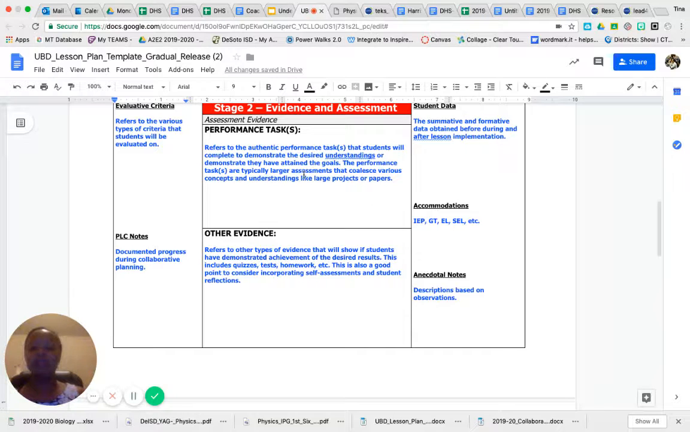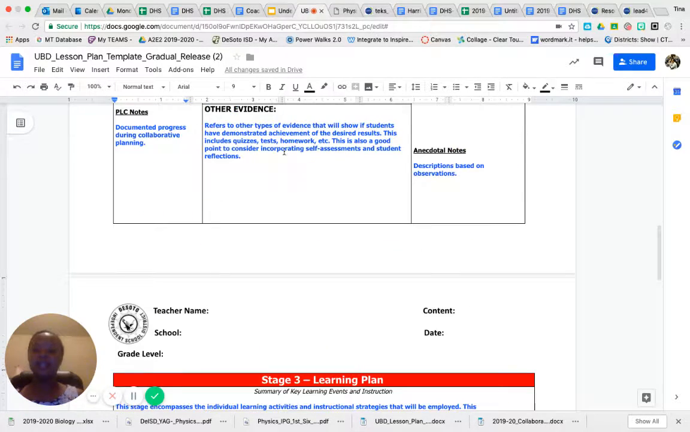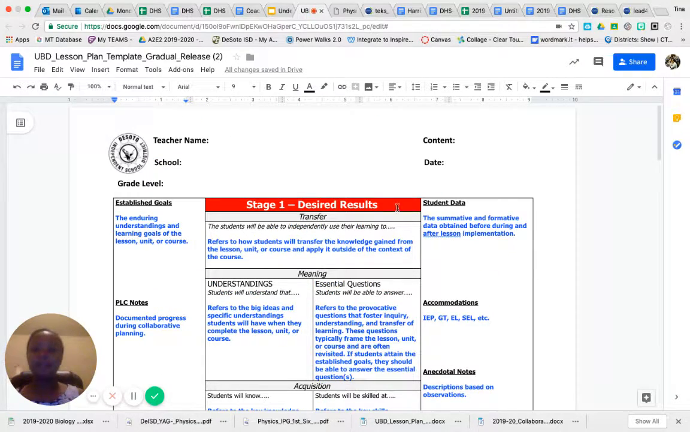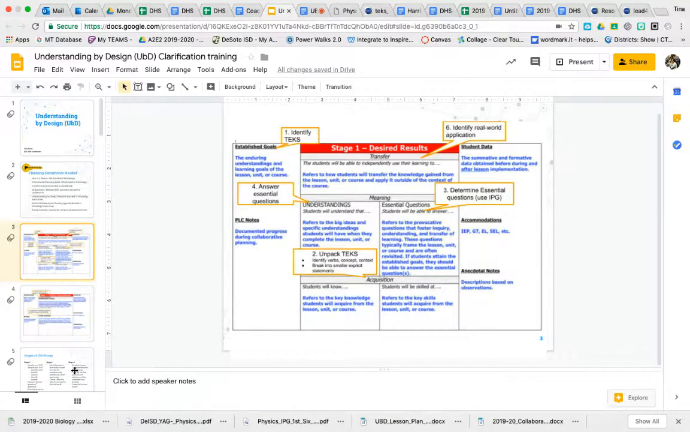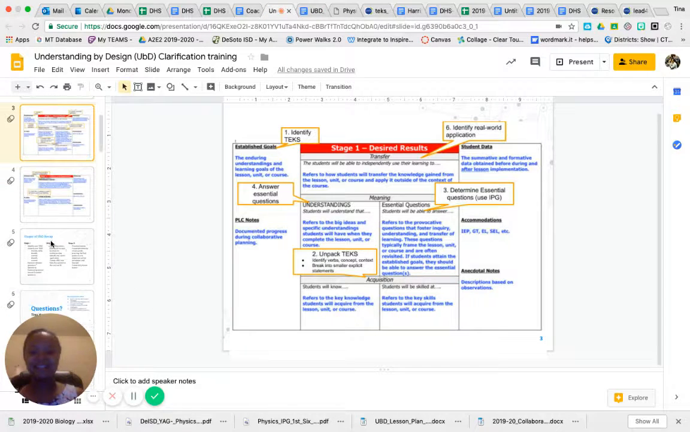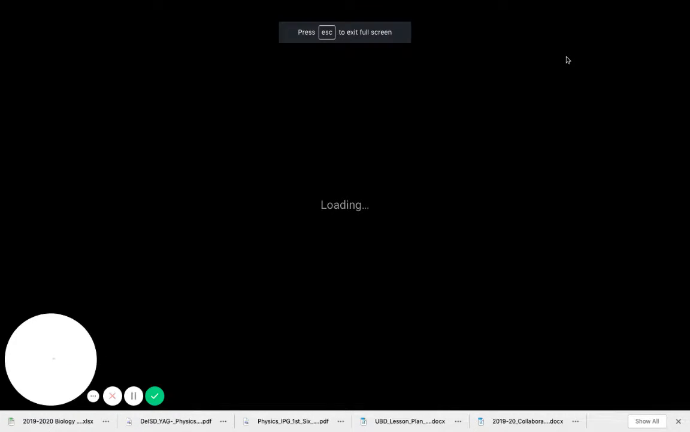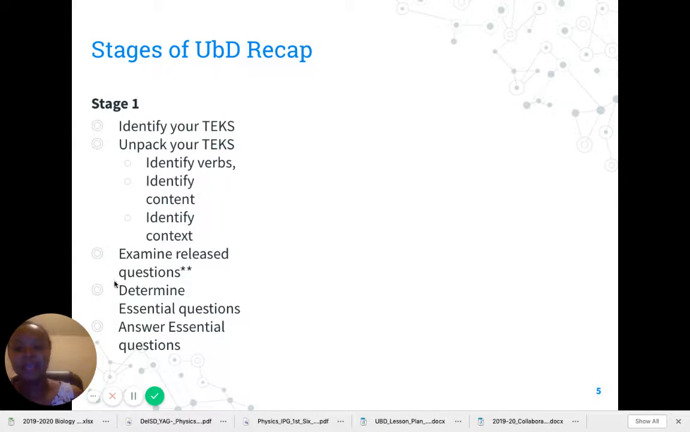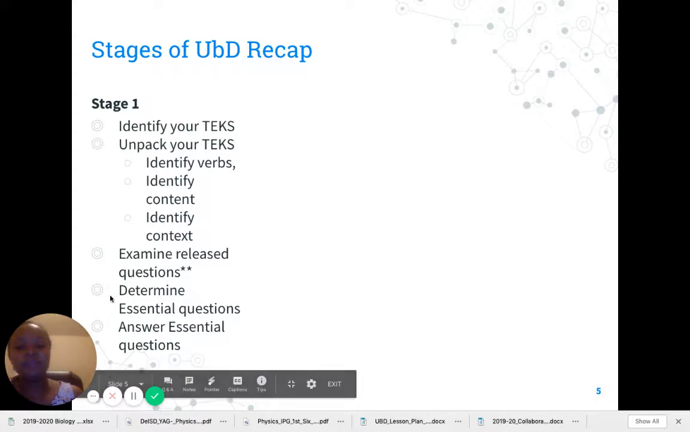You want to make sure that you always know what the end looks like, and the end is predicated off of the TEKs. So that's the beginning, and then the meat of it can sometimes get a little foggy also. Let's review our stages. Stage 1 is identifying your TEKs. Start there. You then unpack them and examine the release questions if you are in a tested area. And then you determine your essential questions.